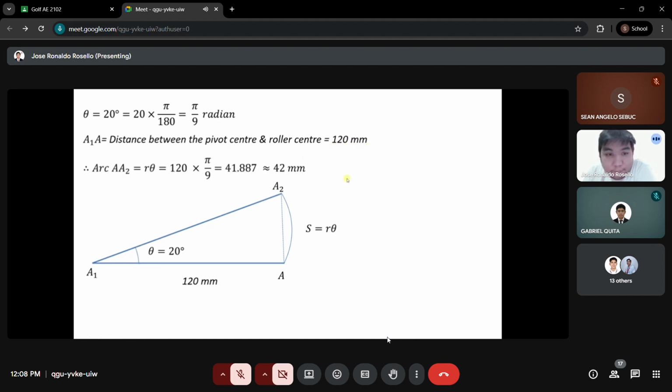Then arc AA2. Now we know that arc S is equal to r theta. So radius is 120 and theta is pi by 9. So this value comes out to be 41.887 or nearly 42 mm. Now this arc distance will be approximately equal to this vertical distance. So we can say that the lift of the follower is 42 mm in case of drawing the displacement diagram.